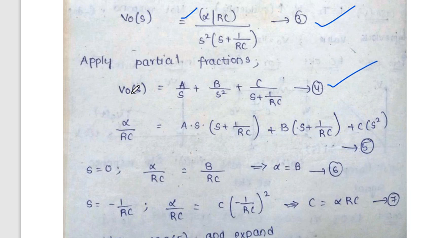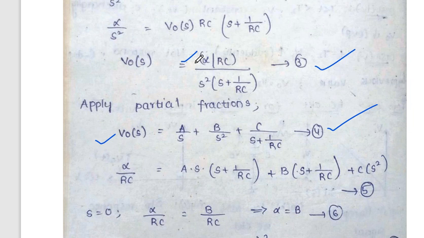Now take the LCM of this equation. Therefore V naught of S is alpha by RC whole by S square into S plus 1 by RC. The numerator remains, therefore alpha by RC is equal to A into S plus 1 by RC plus B into S plus 1 by RC plus C into S square, that is represented as equation number 5.